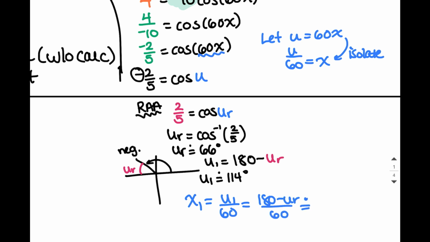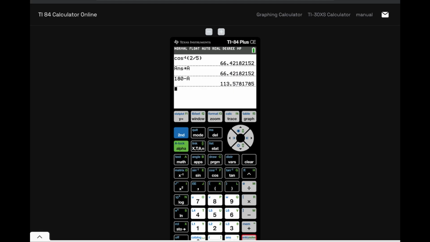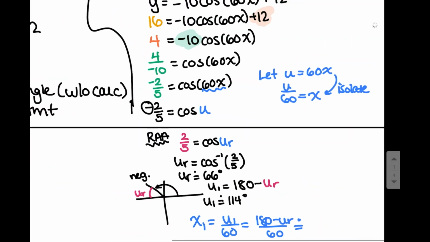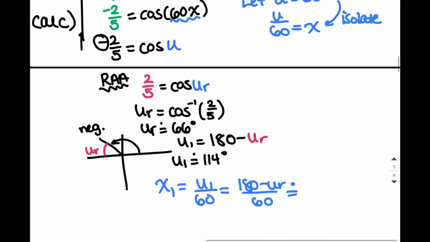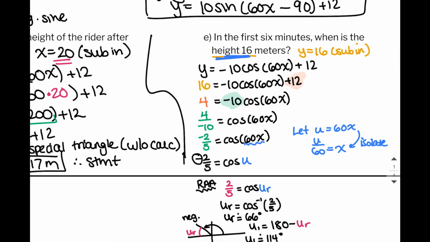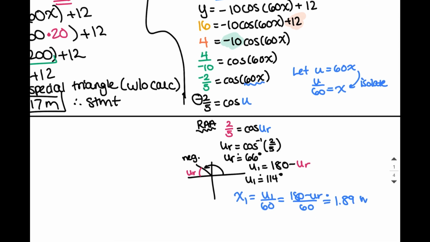So I would figure out what this value is in my calculator by taking the 180 minus u sub r, which we already just figured out right here with this value, which is this 113. I can just take that answer, divide that by 60, and we know that it's going to be approximately 1.89 minutes. So we know that within the first 6 minutes, the height is going to be 16 meters at 1.89 minutes approximately.